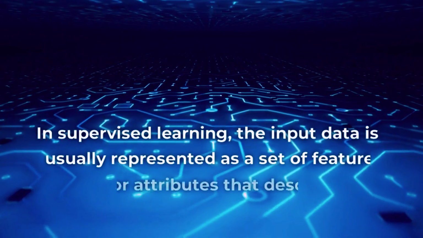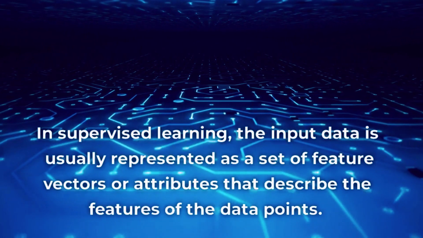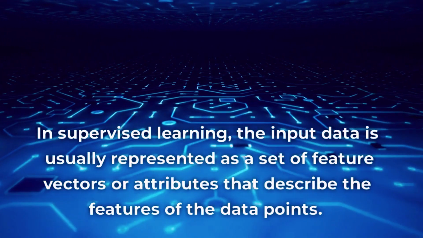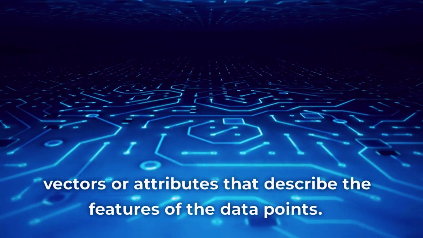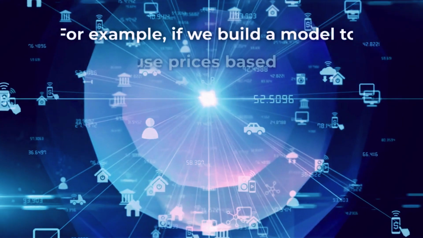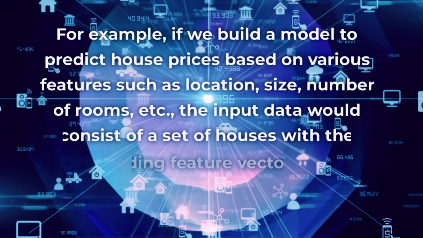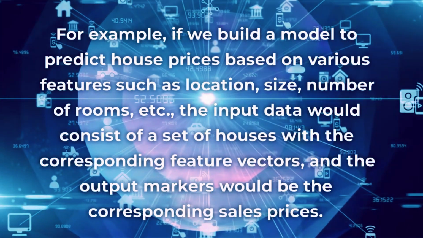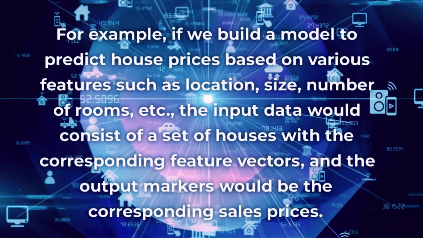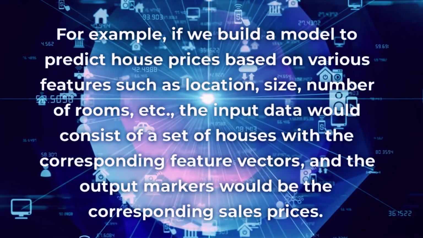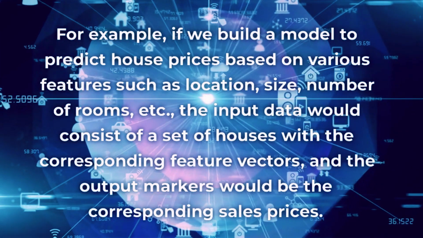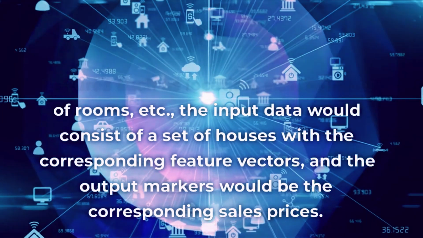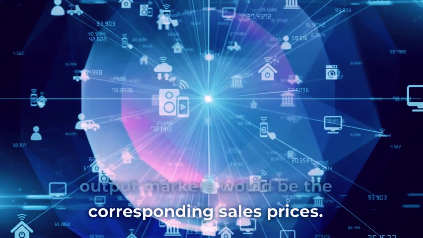In supervised learning, the input data is usually represented as a set of feature vectors or attributes that describe the features of the data points. For example, if we build a model to predict house prices based on various features such as location, size, number of rooms, etc., the input data would consist of a set of houses with the corresponding feature vectors, and the output labels would be the corresponding sales prices.